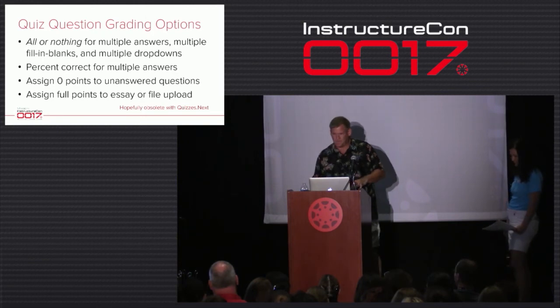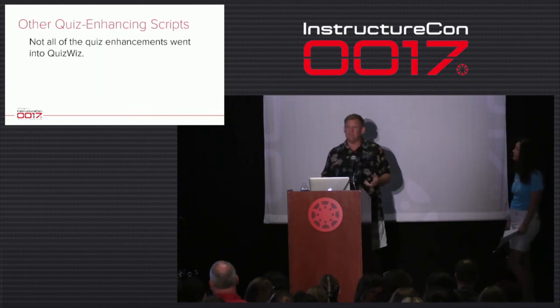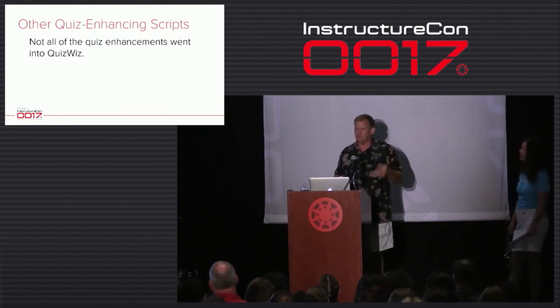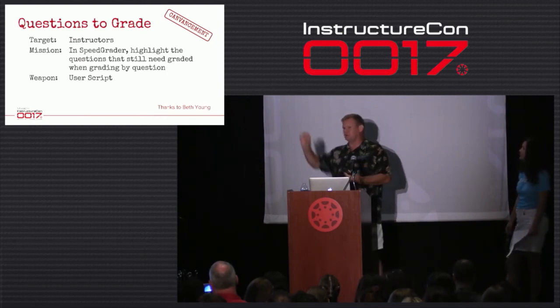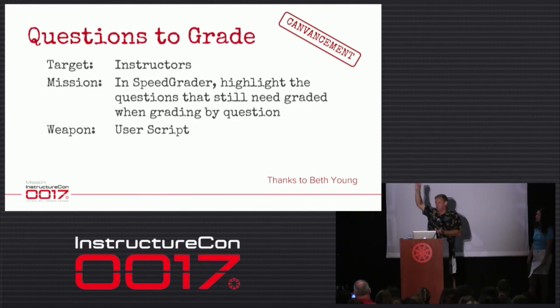There are some other things that I did that didn't make it into QuizWiz. I've got 3 of those. The first one is the questions to grade. If you're using grade by question, there's that little bar at the top that will show you the questions, but there was no way to know which ones you needed to go grade. And so what I've done with this script is it highlights it in red or something. I know that's not accessible, but if you're using my stuff, you're not worried about accessibility.